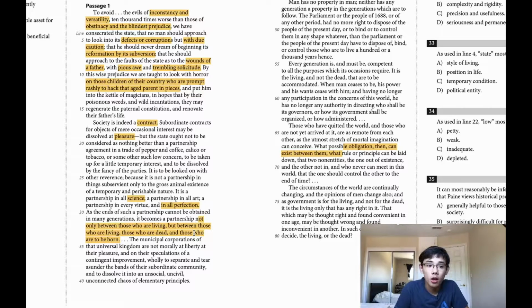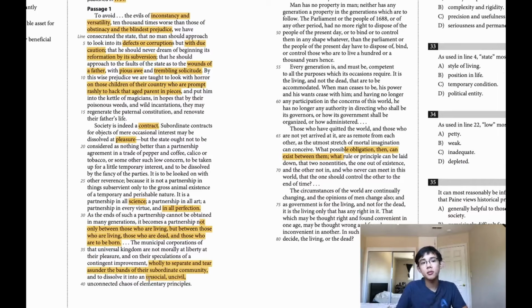So moving on, the municipal corporations of that universal kingdom are not morally at liberty, at their pleasure, and on the speculations of a contingent improvement, wholly to separate and tear asunder the bands of their subordinate community. So people are not at liberty to tear down their community, to tear down everything, and to dissolve it into this violent, unsocial, uncivil, unconnected chaos.